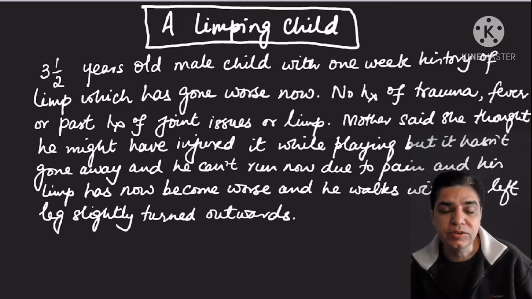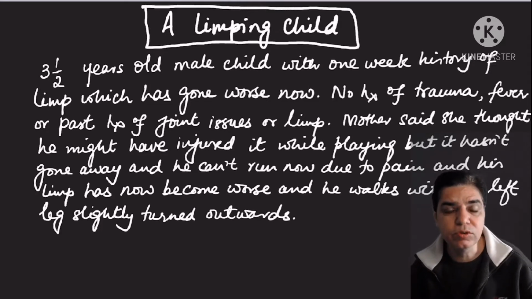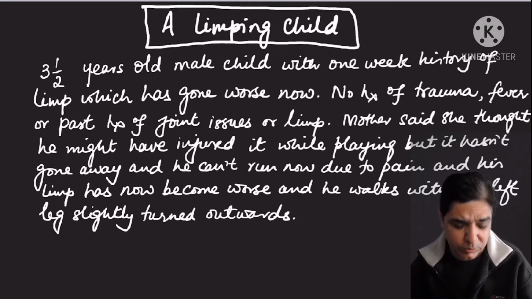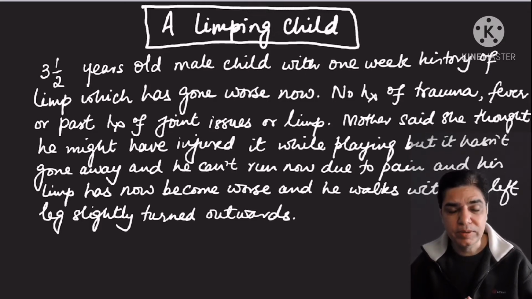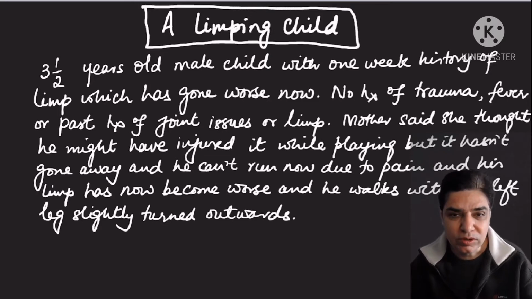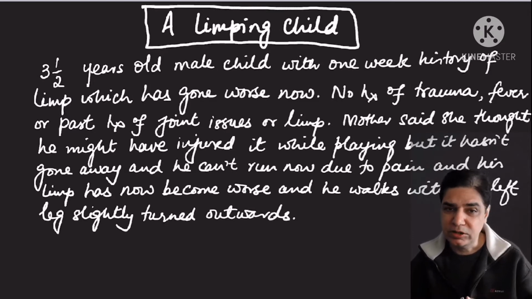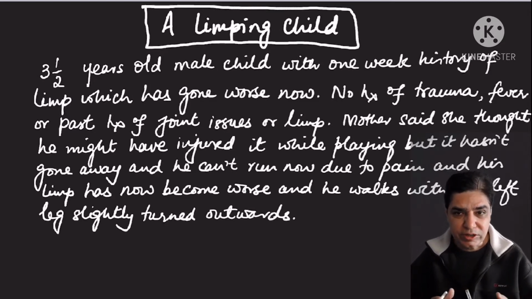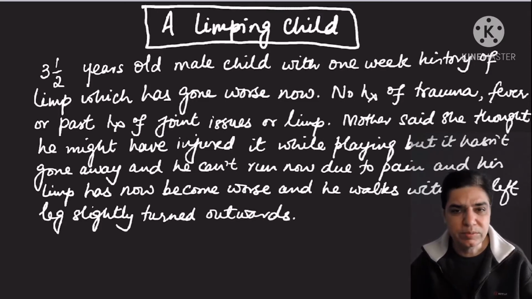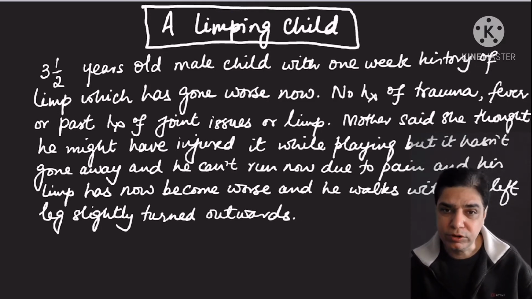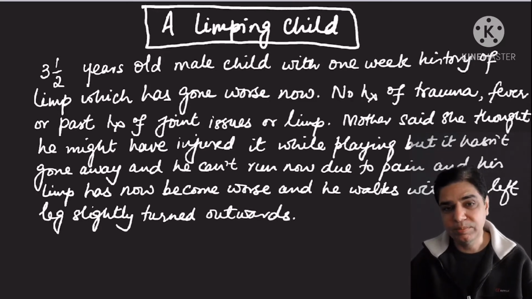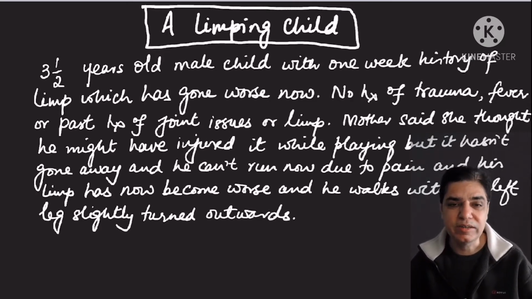This is a 3.5 year old male child who was brought to the hospital with a 1-week history of limp, and this limp has now gone worse. It started with a mild limp and now it has become severe. The mother says that there is no history of trauma, so the child didn't suffer any injury, there's been no history of fever, and there has been no history of preceding viral illness like an upper respiratory tract infection. The mother also says that he hasn't got any past history of joint problems, or he never had a limp in the past. So this is the first time that he started to limp, and now it's been 1 week.